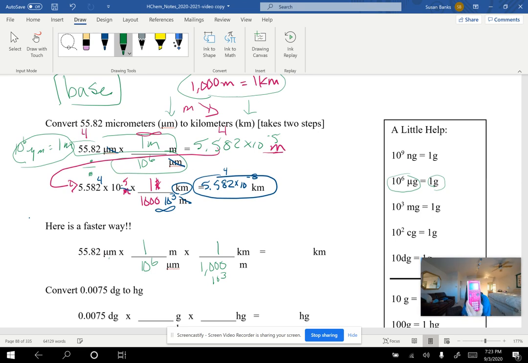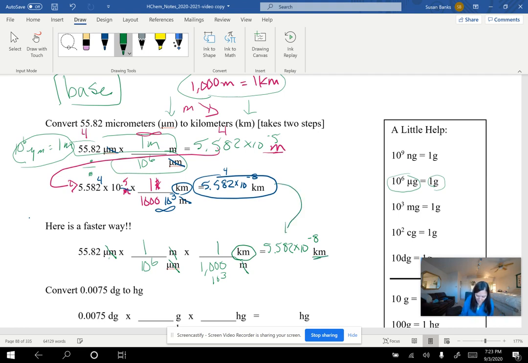So I'm going to put it into my calculator like this with the exponents. And we should come up with the same answer. And indeed we do. So we still come up with 5.582 times 10 to the negative 8 kilometers. Notice our micrometers cancel, our meters cancel, and we are left with kilometers. So we have the unit we want.